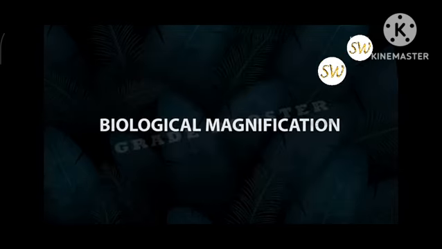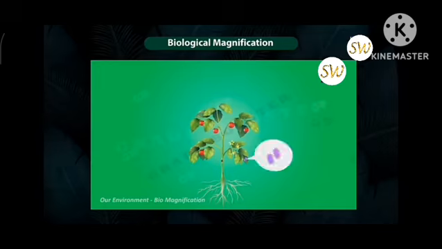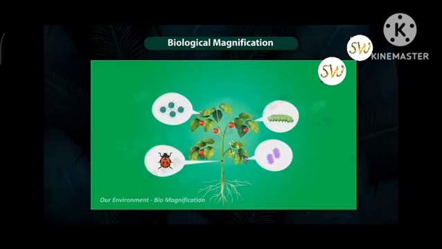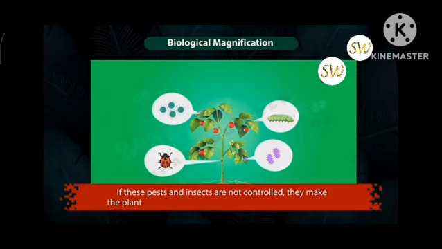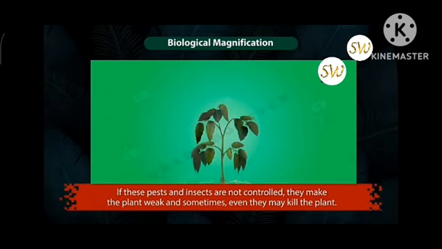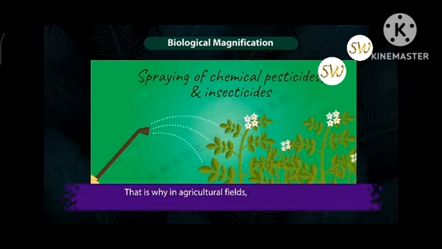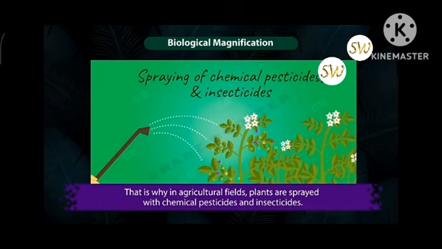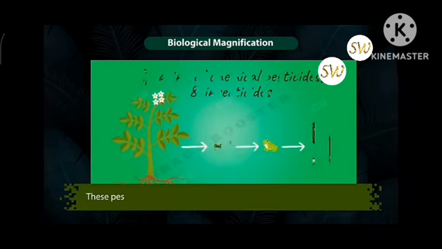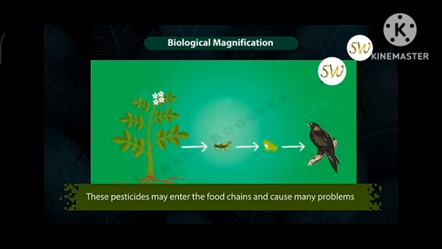Biological magnification. We all know that bacteria, viruses, and insects attack the plants quite often. If these pests and insects are not controlled, they make the plants weak and sometimes even they may kill the plant. That is why in agricultural fields, plants are sprayed with chemical pesticides and insecticides. These pesticides may enter the food chains and cause many problems. Now let us see how these poisonous chemicals enter the food chains.